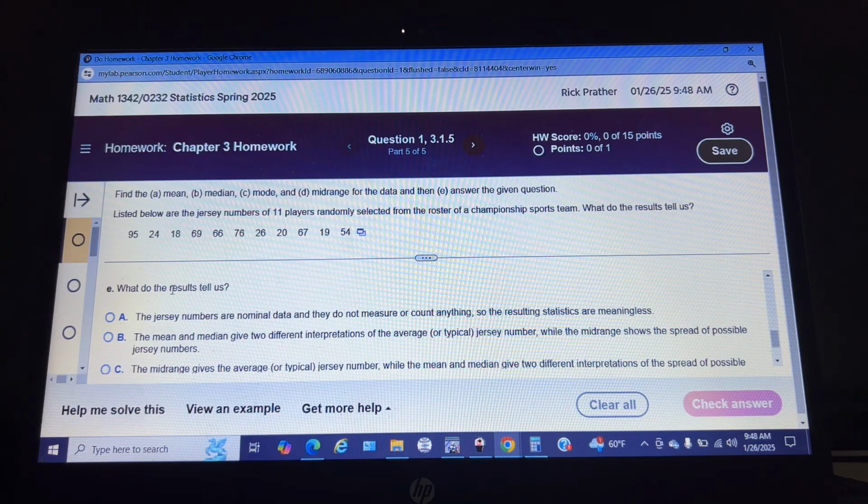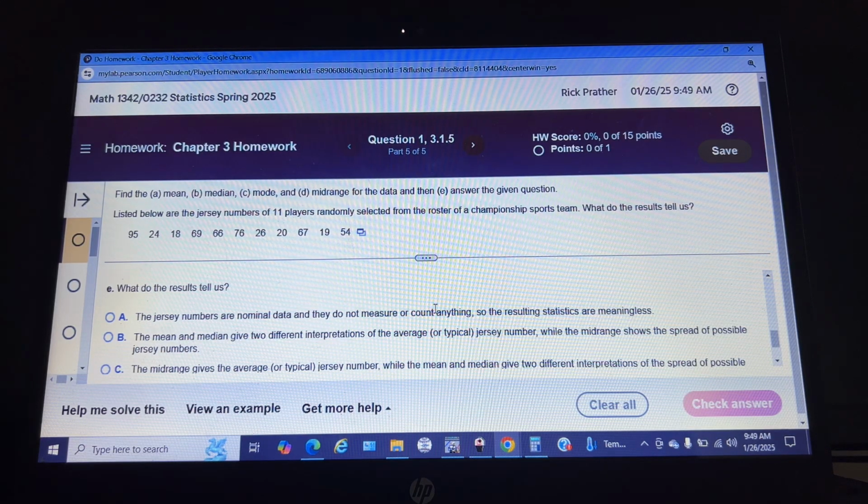Okay, what do the results tell us? So these are jersey numbers of 11 players of some team, like a soccer team or a football team. Well, the problem is jersey numbers, even though there's numbers and you can physically do math with them, these are actually meaningless calculations. You wouldn't say what's the average player number on a roster of players because the numbers are like names. We just put numbers for names sometimes because it's easier to identify people. It's easier for computers to work with it.